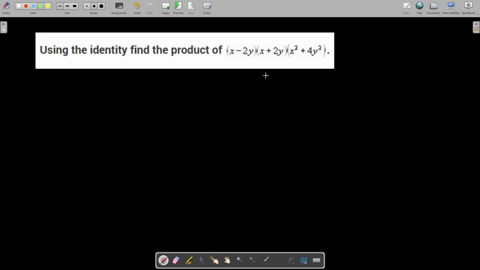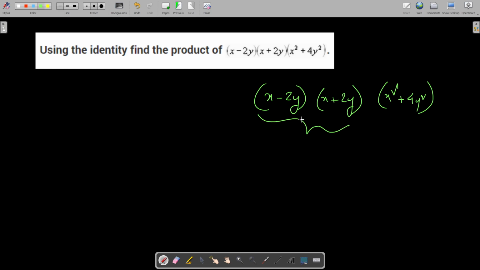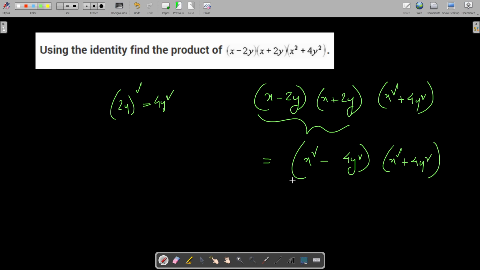Okay, here there are three terms given. One is x minus 2y, x plus 2y, then we have x square plus 4y square. If you look at the first two terms, it looks like a plus b into a minus b. So we will directly write the answer. What will that be? It will be x square minus 2y whole square, which is 4y square. So it will be x square minus 4y square, and we have x square plus 4y square. Again, now see, this one again looks like a plus b into a minus b.